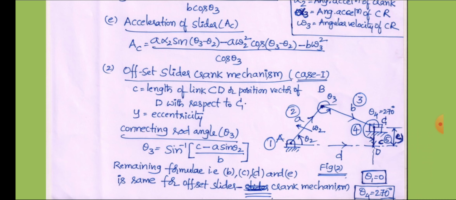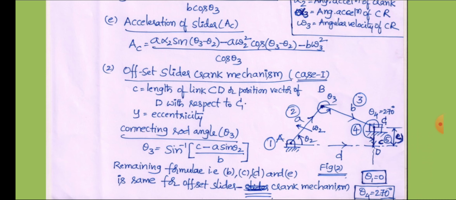Now this is case 1. In case 1, it is an offset slider crank mechanism in which the angles are as follows. Theta 1: the point A is in line with the reference line or horizontal line, therefore theta 1 is equal to 0. Theta 2 is the angle made by the crank. Theta 3 is the angle made by the connecting rod. And theta 4 is the angle made by the slider, which is equal to 270 degrees.